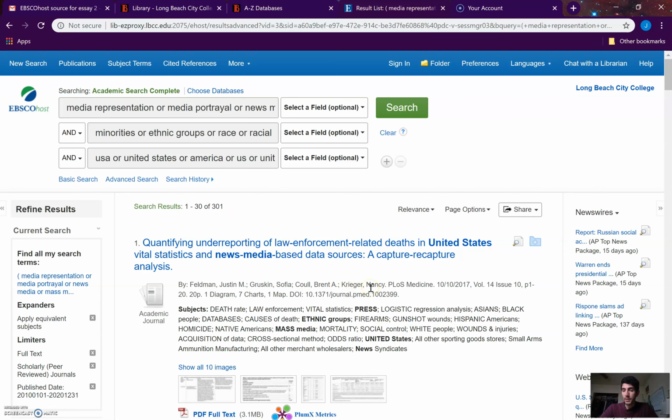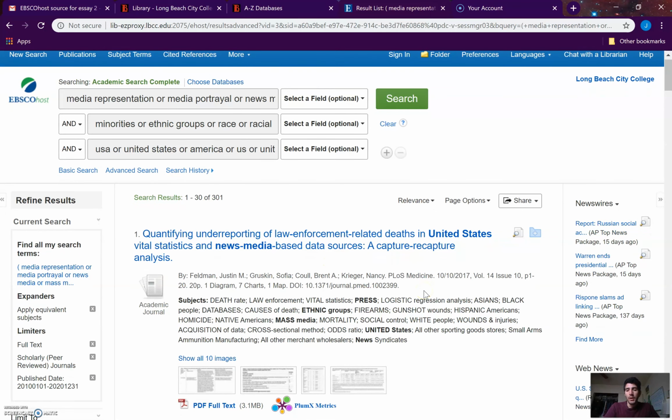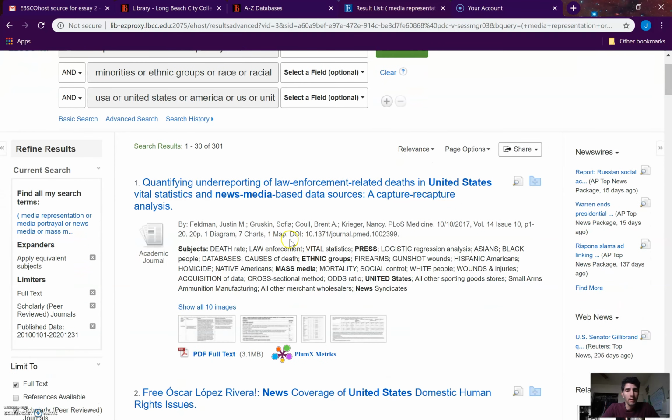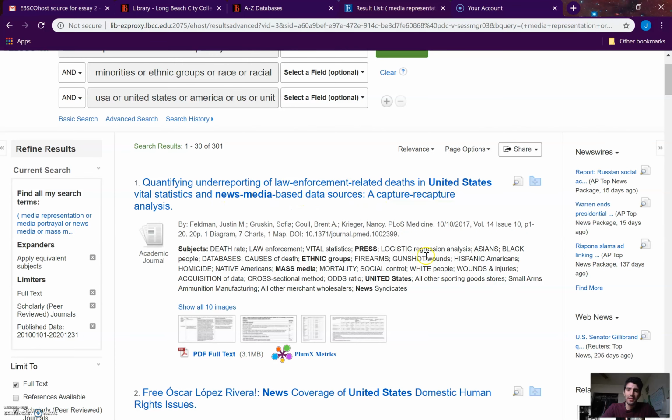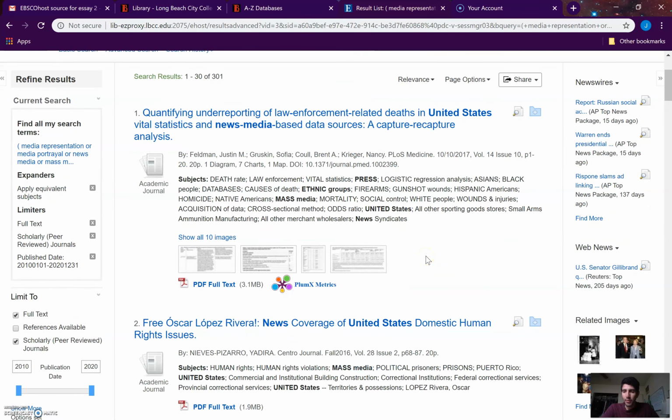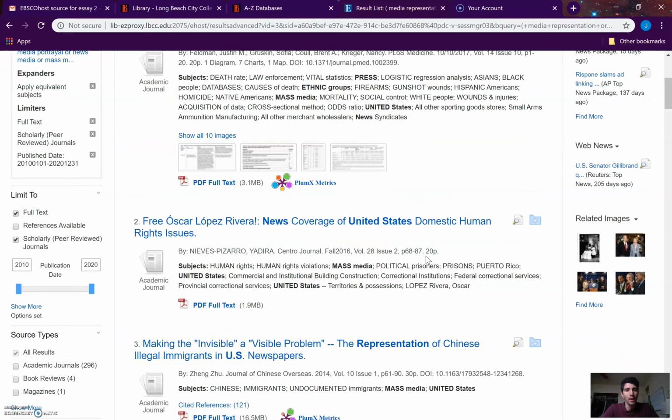And I'm going to focus right now by just reading the titles of these articles. So the way I do research is that I'll look at a title, and if for whatever reason it just captivates my interest, I'm going to focus on that article as a possible source to use. So I look at this article. It's about law enforcement related deaths in the US, vital statistics, news media-based data sources. I don't think it's going to help me answer the prompt, so I'm going to move forward.